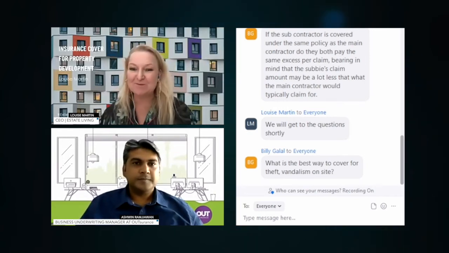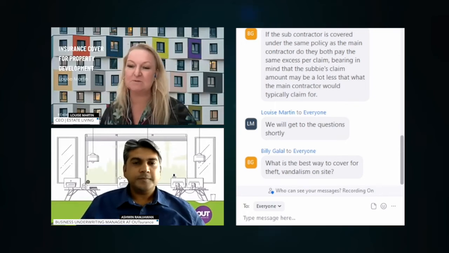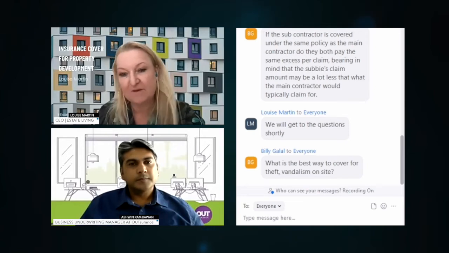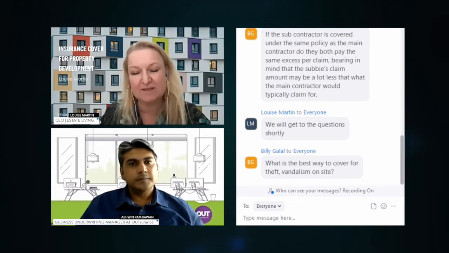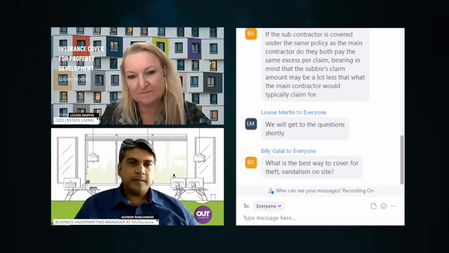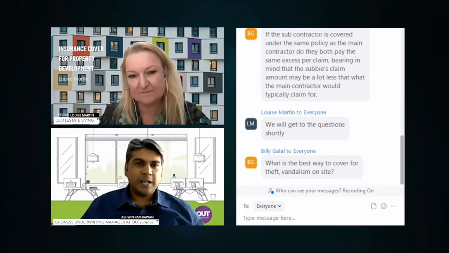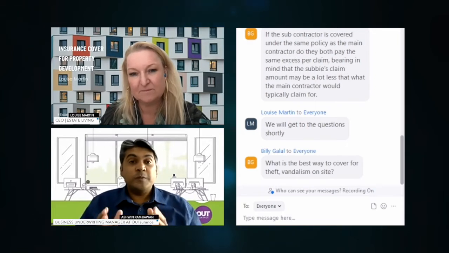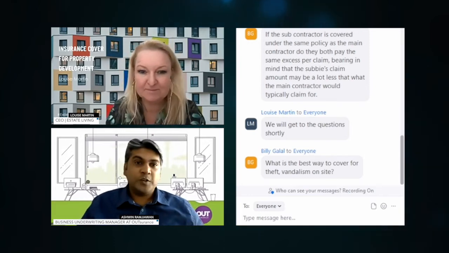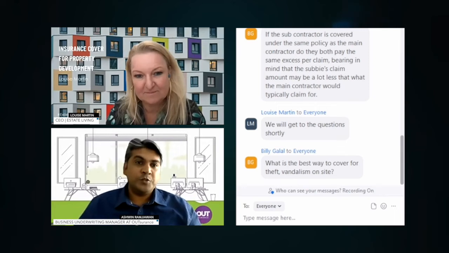So I'm going to stay with Billy with this last question. He's asking us, what is the best way to cover for theft and vandalism on site? Theft and vandalism, though, are two different things. So this engineering product allows for you to specify a theft amount, and I think typically, we must make that distinction. Your tools and equipment, if that gets stolen off a work site, that's not linked to the contractor's all risk policy. You would probably have to put a claim against your all risk type of cover.